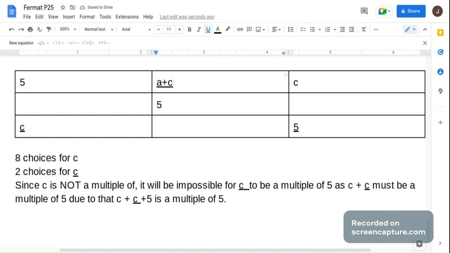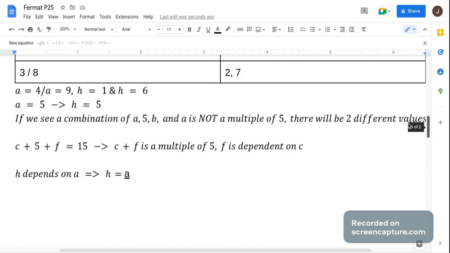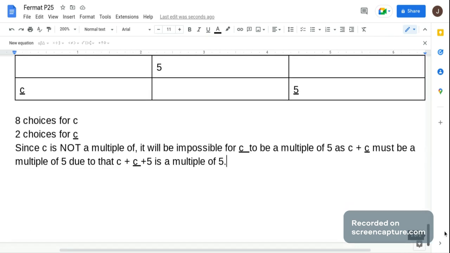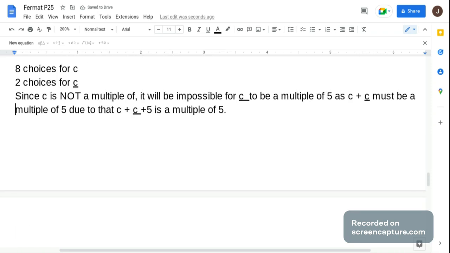Okay, so we know that C cannot be a multiple of 5. This one cannot be a multiple of 5. This one cannot be a multiple of 5. So this means that we can just apply the general rule above here. If we see a combination of 5, A, 5B, and A is not a multiple of 5, then there will be two different values for B. This means that we have two respective choices for each empty cell. The total method we will have is we just simply multiply them.